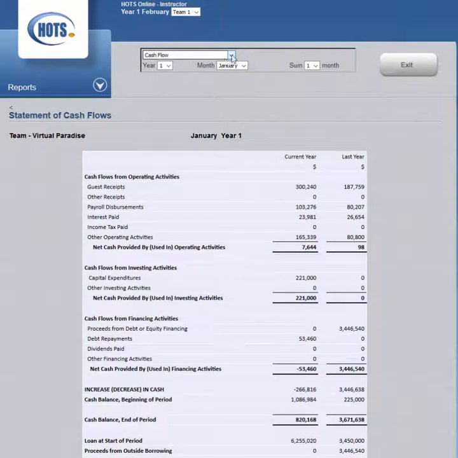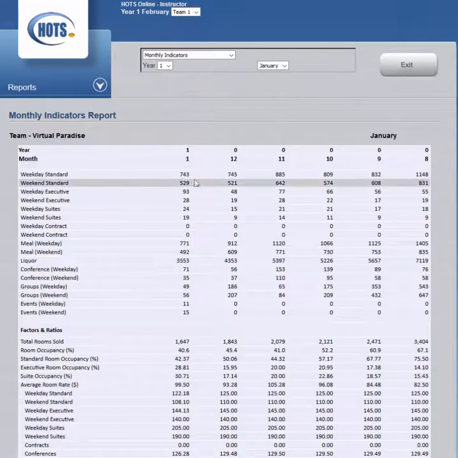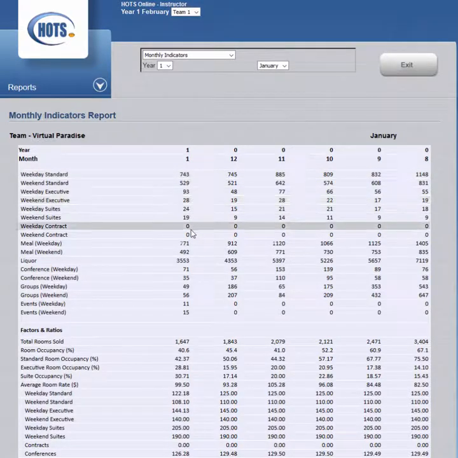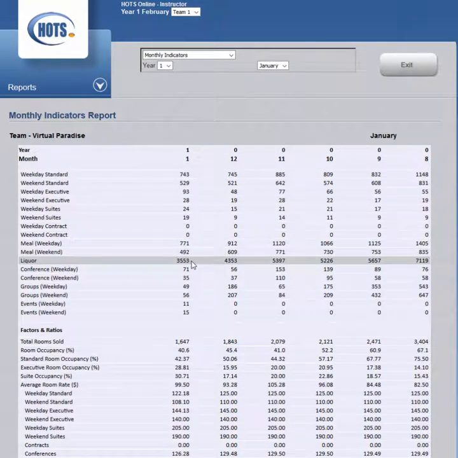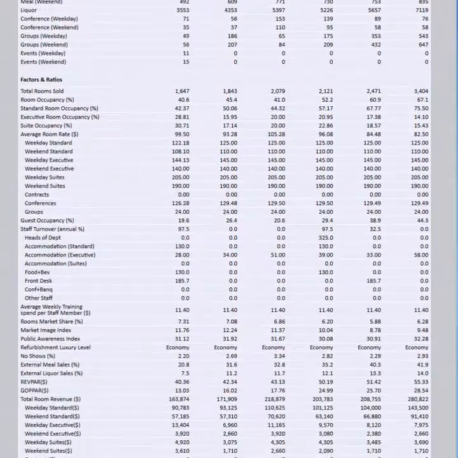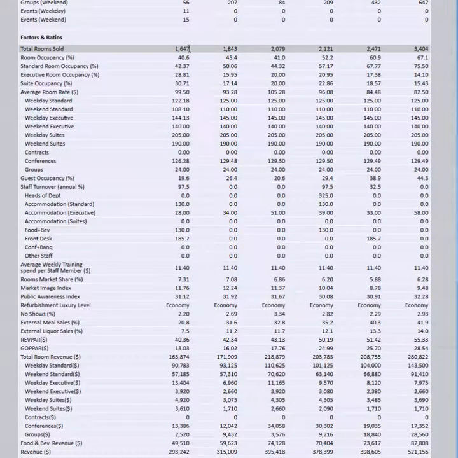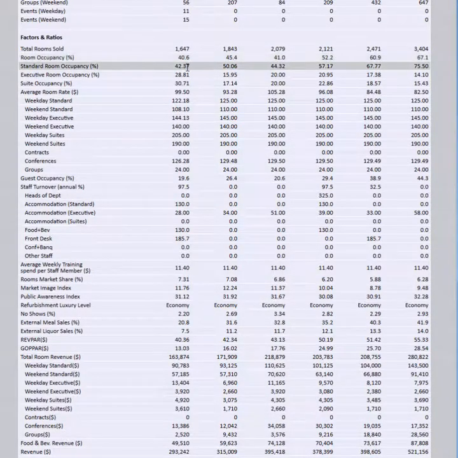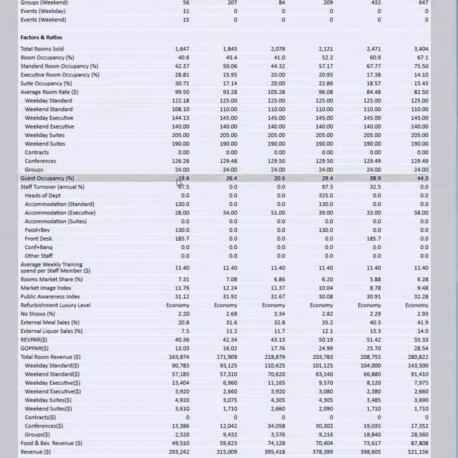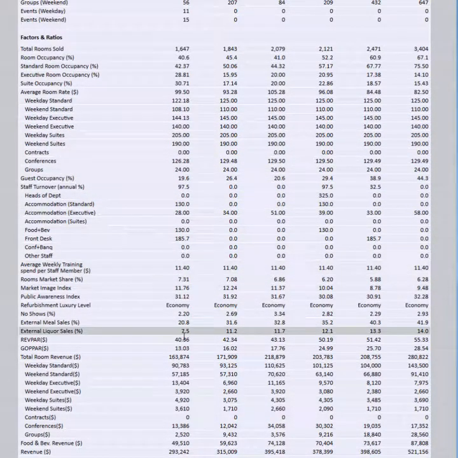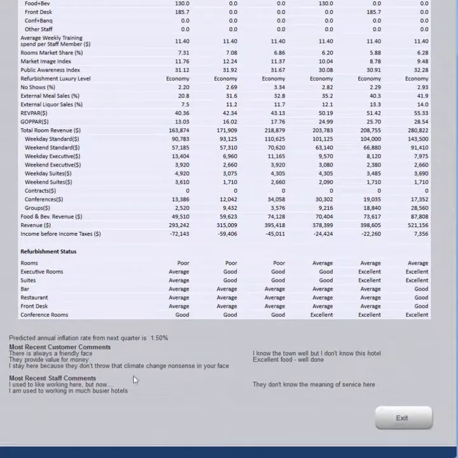Then there are sales reports. The monthly sales report shows the number of products sold, so these are the number of room nights, the number of meal covers sold, the number of liquor transactions. And the same report contains a set of standard ratios and factors, so we have rooms occupancy at the top, broken down into different room types. We have average room rate for the different types of room. We have staff turnover figures, and then further down we have RevPAR and GoPAR figures. At the bottom of this report is a summary of the most common customer comments. So from customers who filled in the comment cards in the bedrooms and the restaurant, and also staff comments from interviews, exit interviews, and so on.